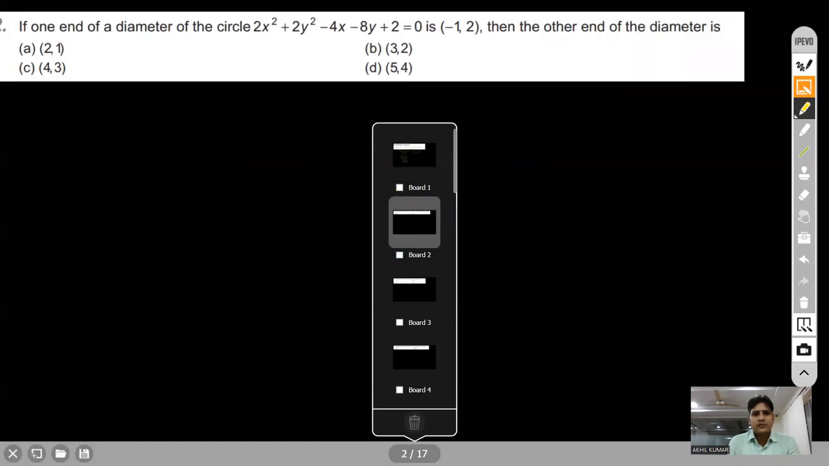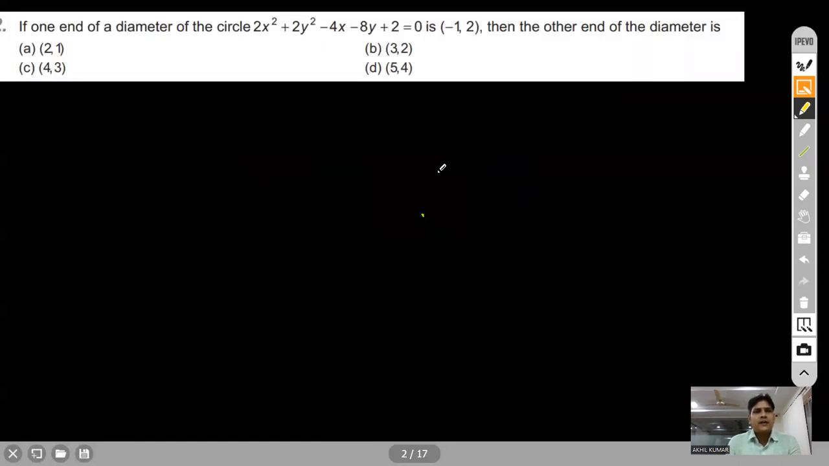Now let's see the next question, question number 2. If one end of the diameter of the circle is minus 1 comma 2, then the other end of the diameter is. Okay, so the equation of the circle is given, one end of the diameter is given, and we are asked to find the other end of the diameter. We have to find the coordinates of the other end of the diameter. Okay, so let me first write the equation of the circle. It is saying 2x square plus 2y square minus 4x minus 8y plus 2 is equals to 0.